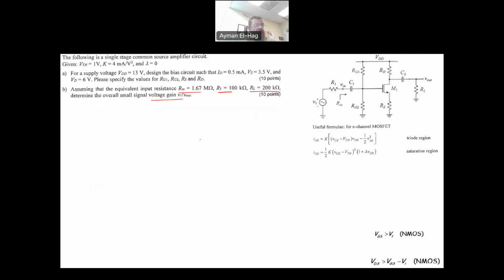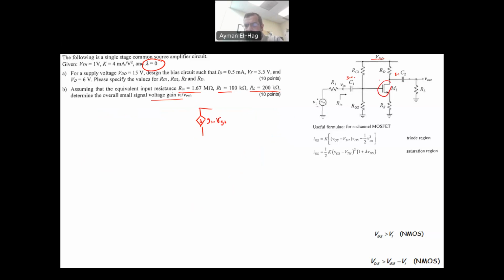To do that, we first need to draw the circuit for the AC analysis. Here the capacitors will be short circuits, and we will remove the DC bias. Our model now, since lambda is equal to 0, will not include Rout. So that is basically the model of the transistor. We will have our gm times VGS, and this is connected.